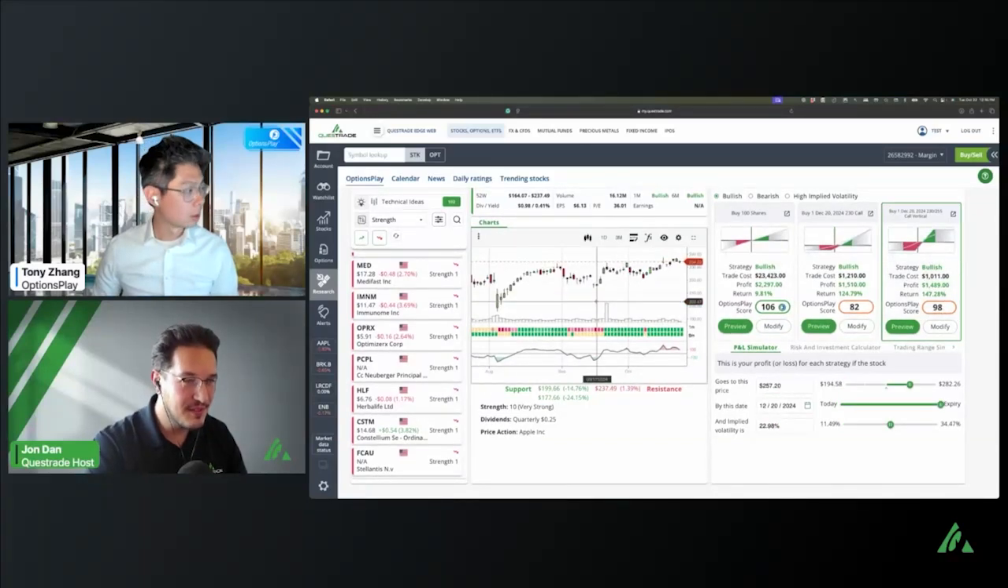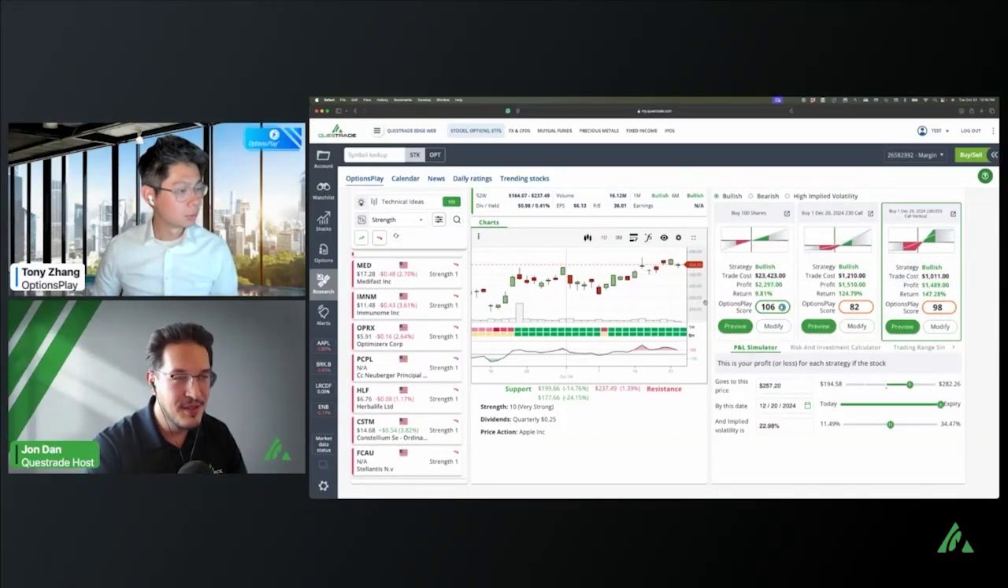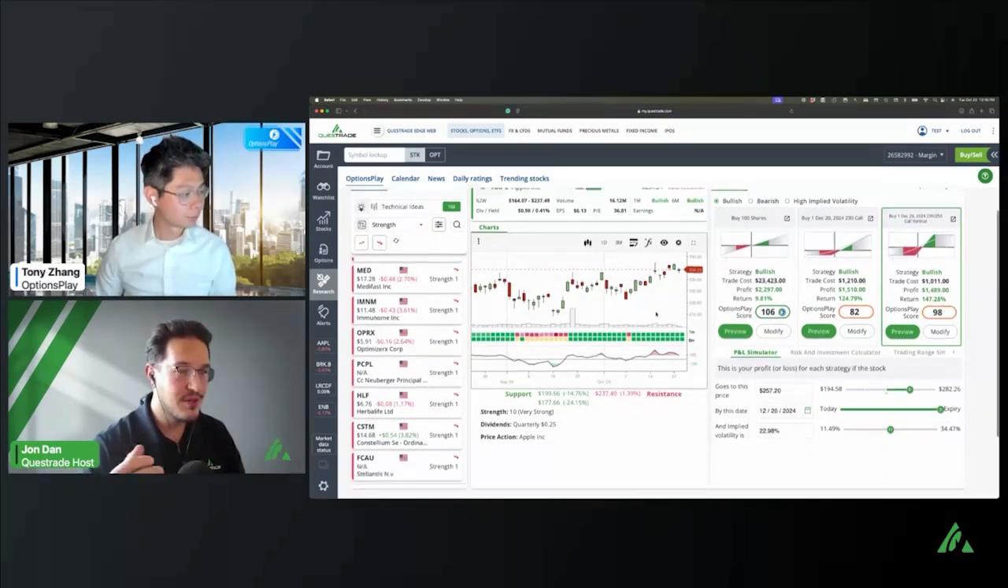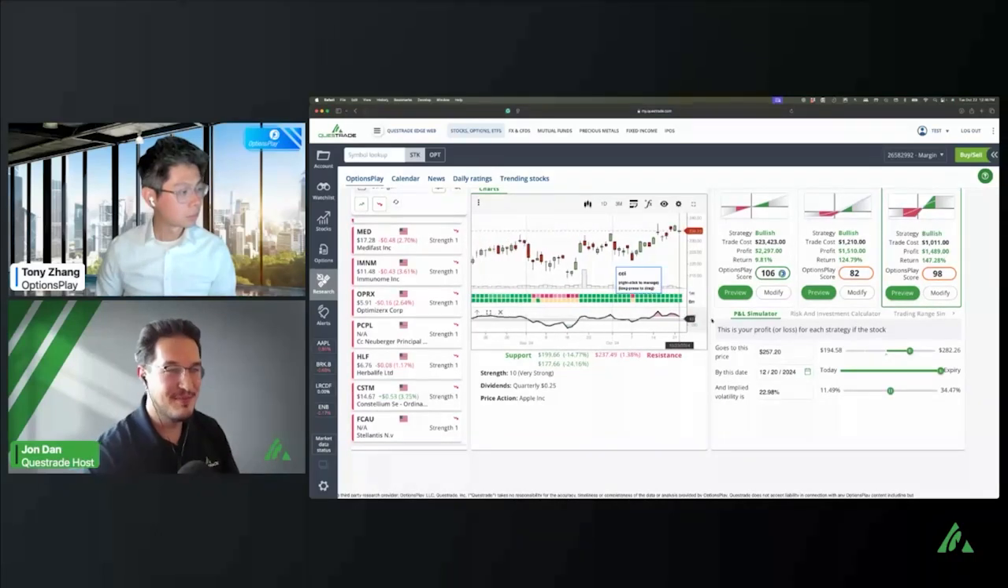So maybe here's a good example where we've got one that's 106, one that's 82, and one that's 98. Do you mind elaborating a little bit on what makes a good score, maybe what can help earn that OptionsPlay badge next to it?